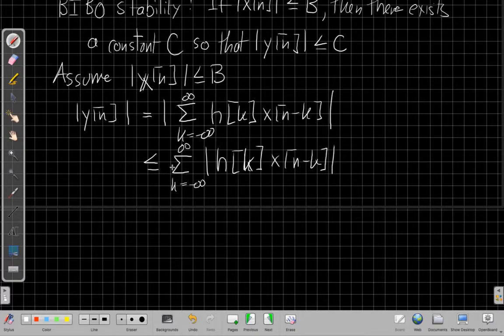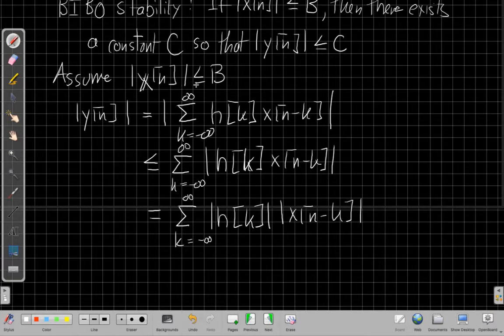And this is heading in the right direction, because I'm trying to find an upper bound on y of n. Right now y of n is less than this. Let's see if I can keep working it. The magnitude of a product is equal to the product of the magnitudes. So now I've got the magnitude of h of k times the magnitude of x of n minus k.